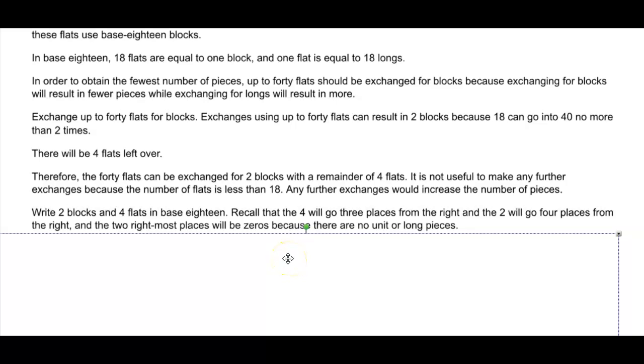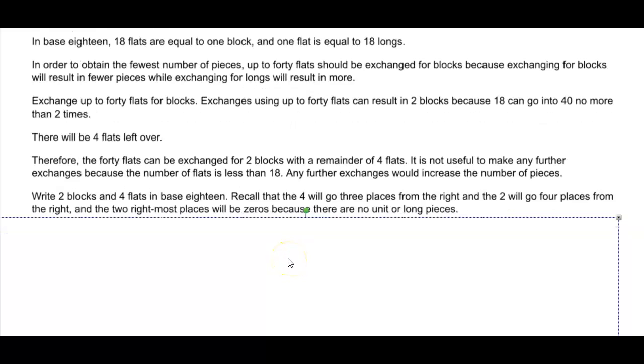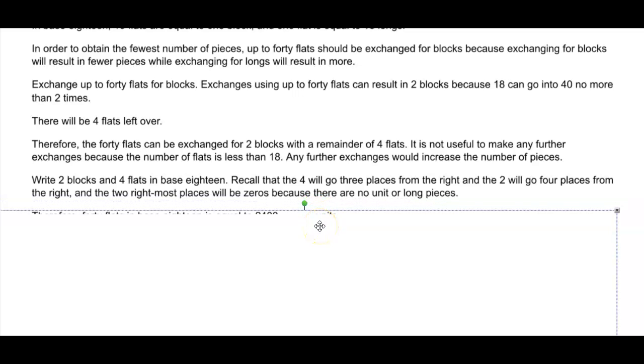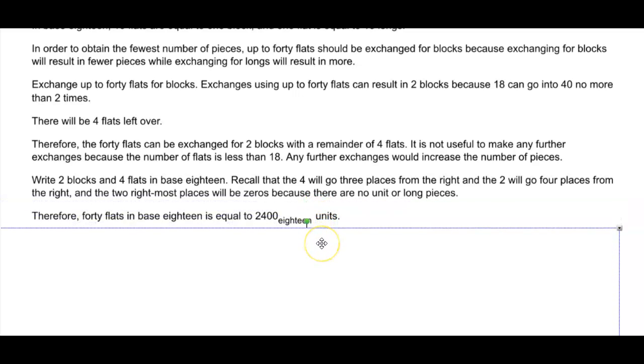Write 2 blocks and 4 flats in base 18, and recall that 4 will go 3 places from the right, and the 2 will go 4 places from the right. And the 2 rightmost places will be zeros because there are no unit or long pieces. Therefore, 40 flats in base 18 is equal to 2400 base 18 units.